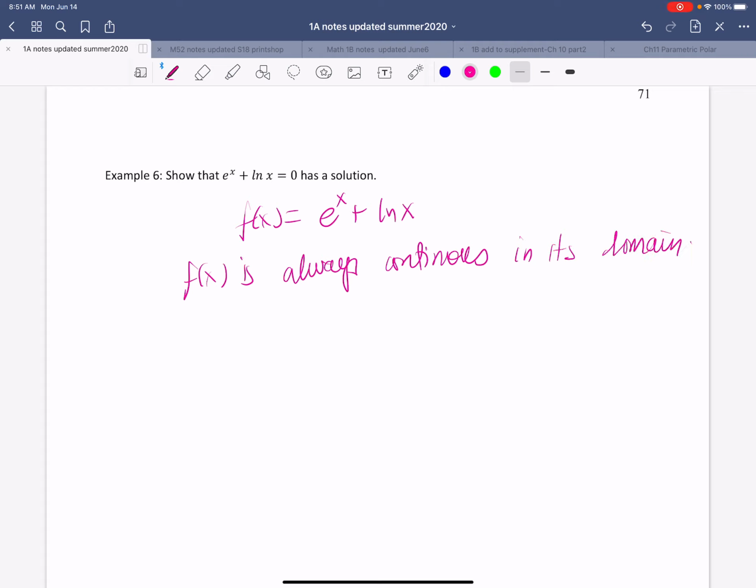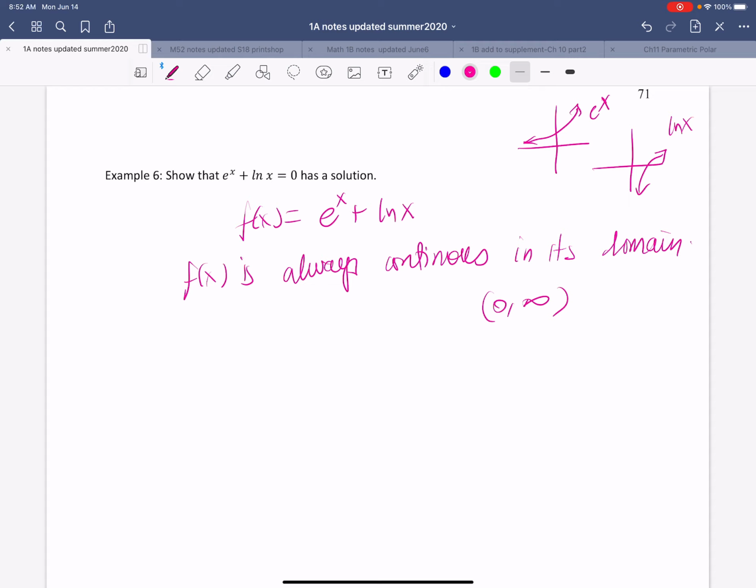What's the domain for e to the power x? Well, domain for e to the power x is all real numbers. Domain of natural log of x is from 0 to infinity. 0 is not included, right? So think about graph of e to the power x. Domain is all real numbers. And graph of natural log x looks something like that. So natural log of x, e to the power x. So if we have a sum or difference of these two functions, the domain would be 0 to infinity.